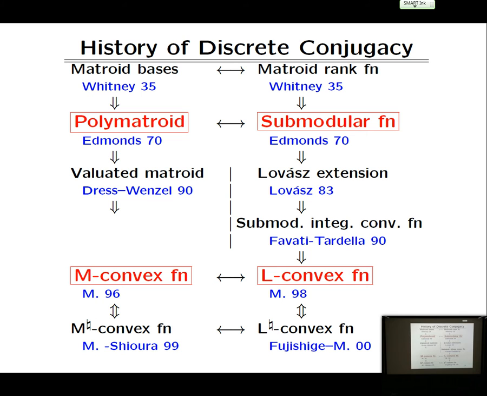So here is the history of discrete conjugacy. When Edmonds discussed polymatroids and submodular functions, they had a one-to-one correspondence, a conjugacy. But later, around the 80s or 90s, there were independent generalizations to valuated matroids and submodular integrally convex functions. These were separated into different directions, so they lost conjugacy. Then, using this larger framework, we restore the conjugacy for M and L-convex functions.